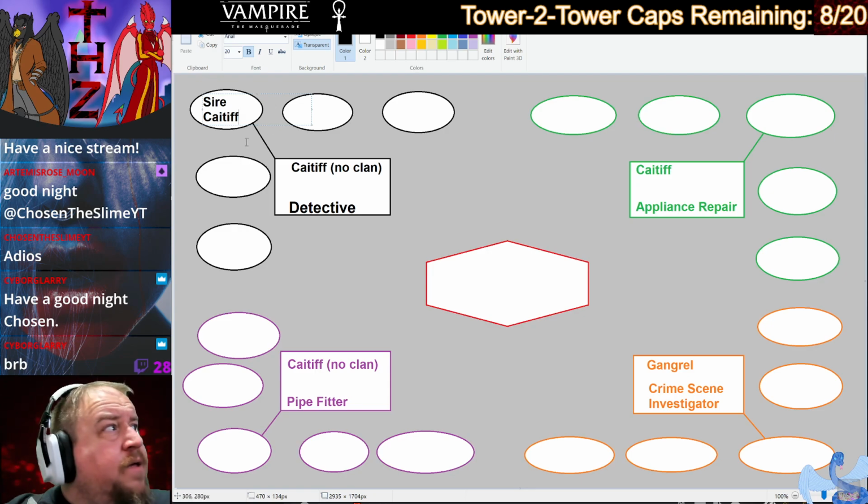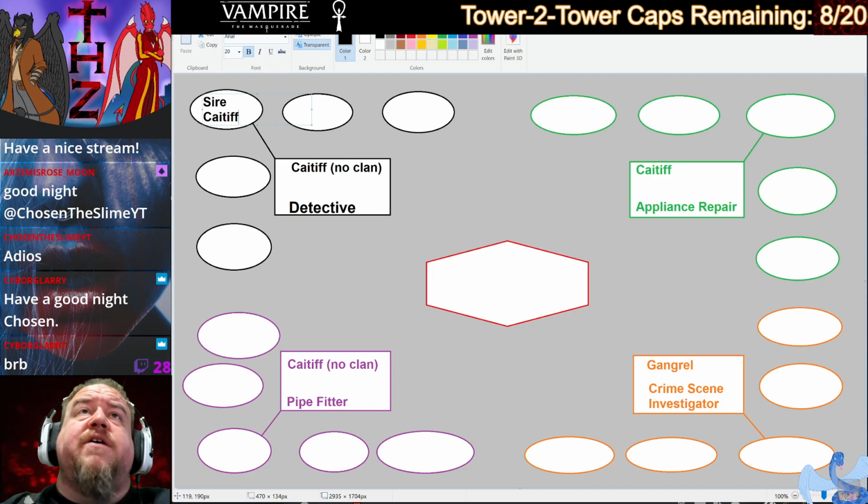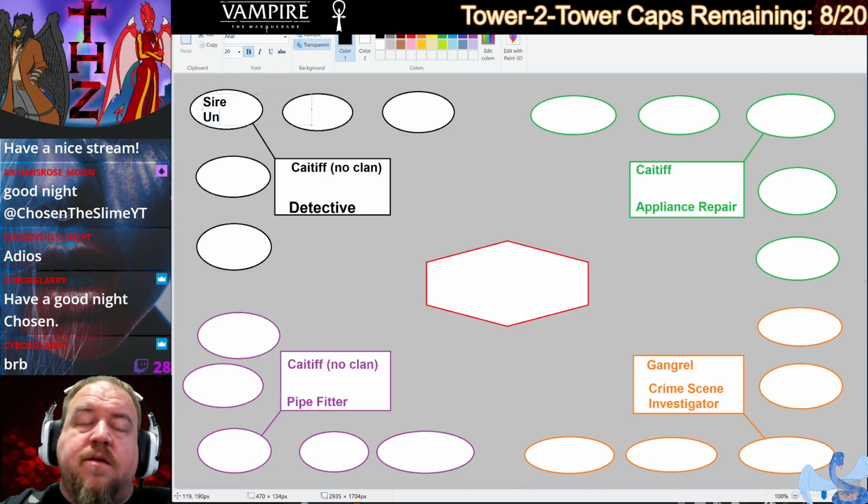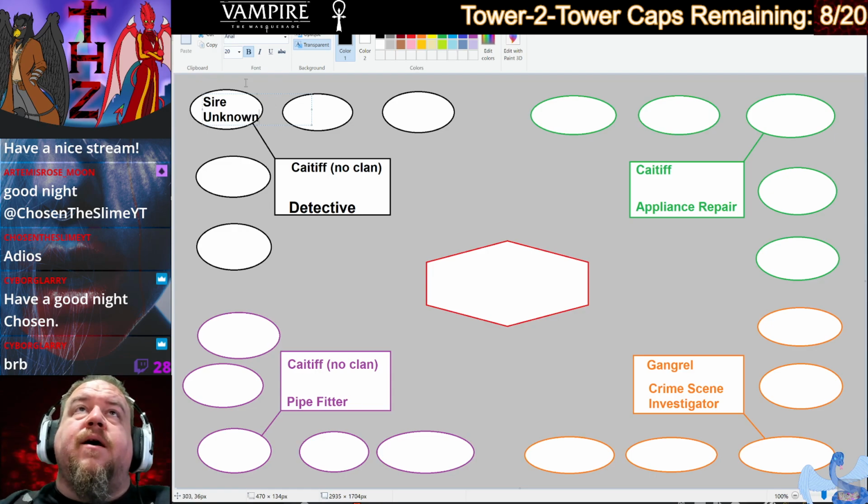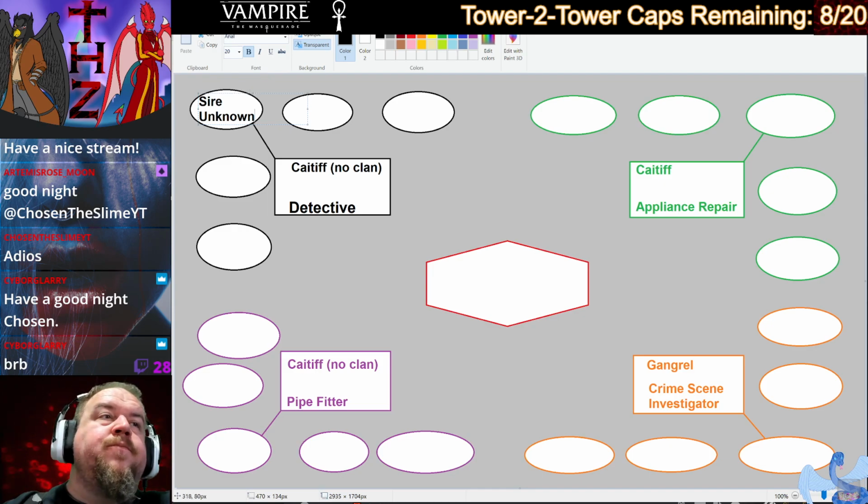Or no, I'm sorry. Because caitiff is part of that. Sire is unknown. I was just talking about unknown being an option. Sorry. Because the caitiff would have been an 8 on that roll. 10 would have been your choice. 11 on a d10 would have been an unknown sire.